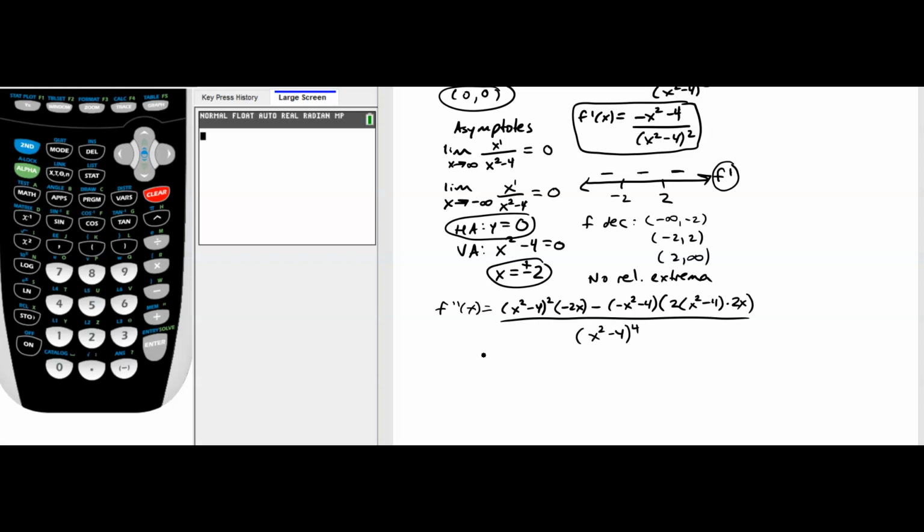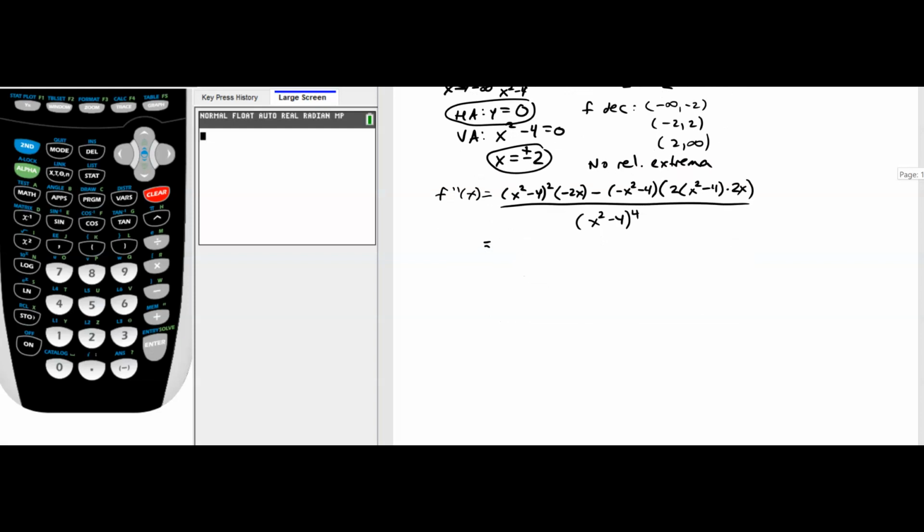So what I'm going to do here is give myself a little bit more space and just start simplifying.